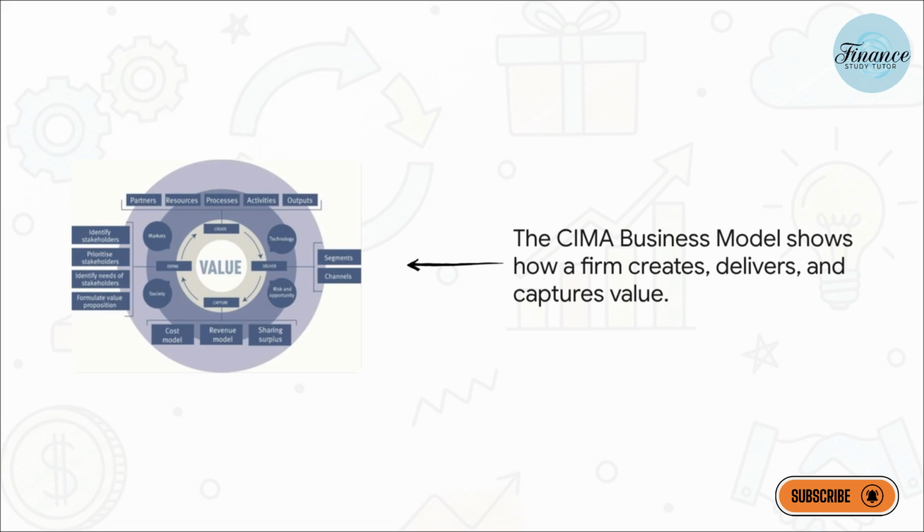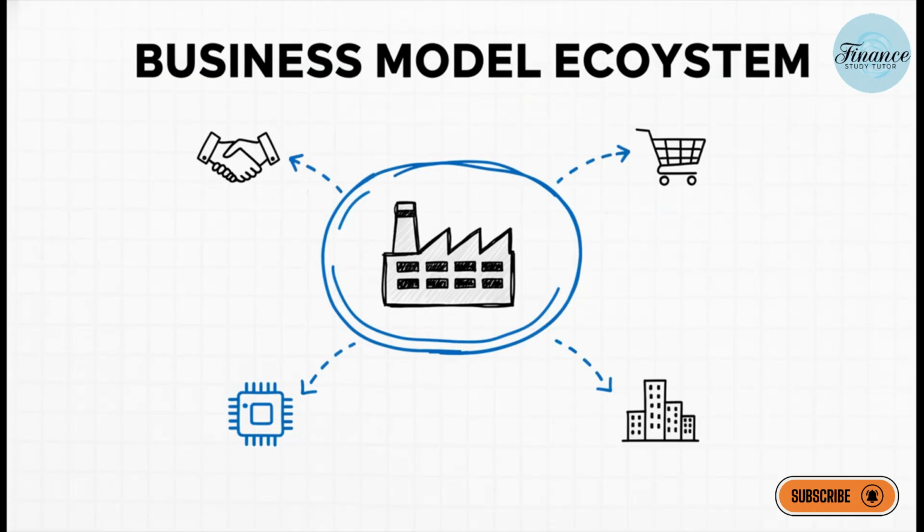Then on the right, we use channels to deliver that value to our customers. And down at the bottom, our cost and revenue models let us capture the profit. See? Everything revolves around that central idea: value. And a really critical takeaway from that diagram is that no business is an island.